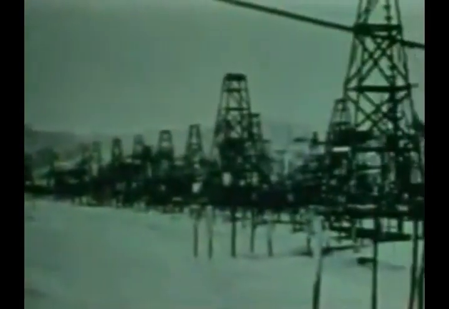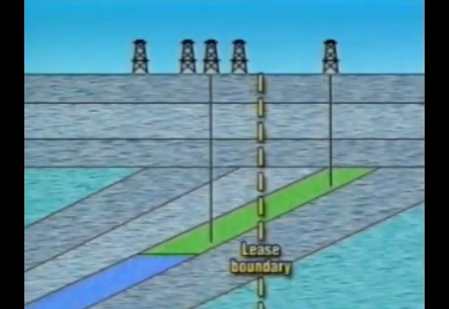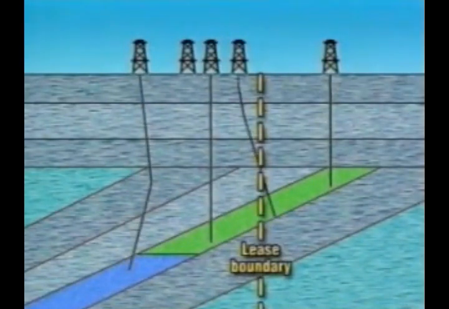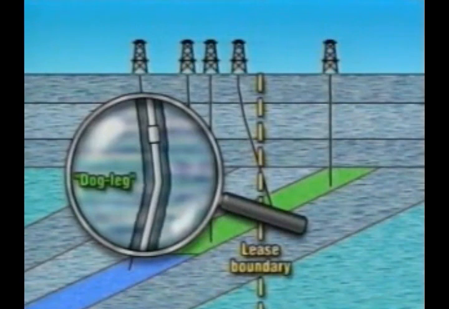It wasn't long after rotary rigs first came into widespread use that drillers developed the maxim, there's no such thing as a straight hole. Wells that were supposed to be vertical often drifted off course, missing pay zones, crossing lease boundaries, or even intersecting other wells. They exhibited abrupt hole angle changes known as doglegs.